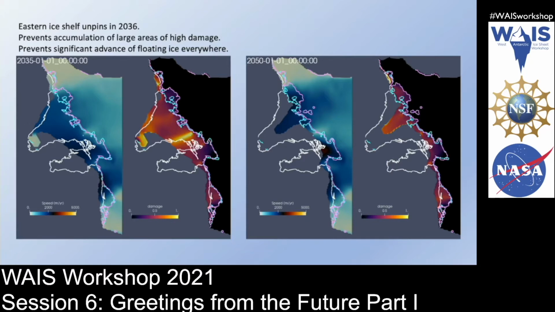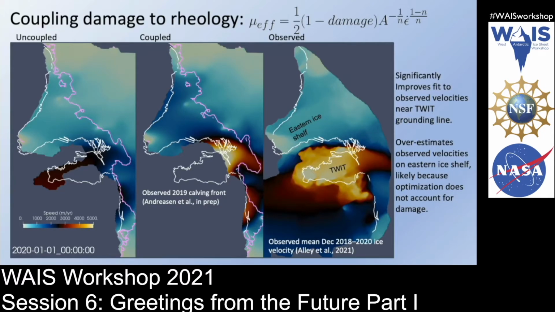Now, this issue with the western ice tongue grounding line being too slow has been persistent across all our model runs. So to address this, we've attempted a run in which we couple damage to rheology. And so damage essentially becomes an enhancement factor in the flow law. So on the left here, we're showing a von Mises stress run with uncoupled damage and rheology. In the middle, we've coupled damage and rheology, and on the right are observations. And we see that we've greatly improved the fit on this area of the western ice tongue near the grounding line. But we're now overestimating velocities on the eastern ice shelf considerably.